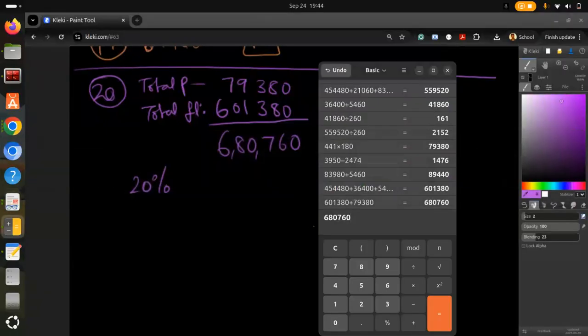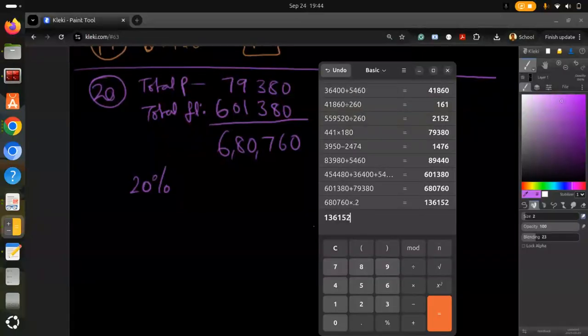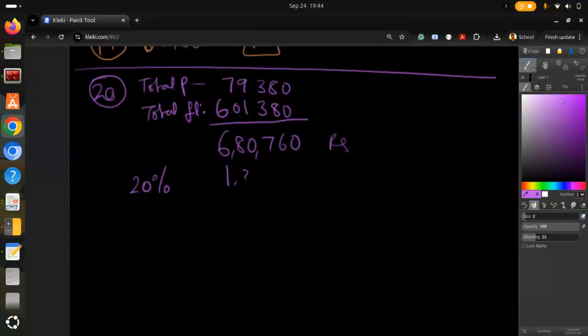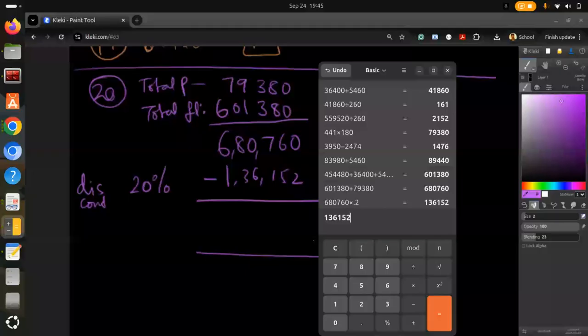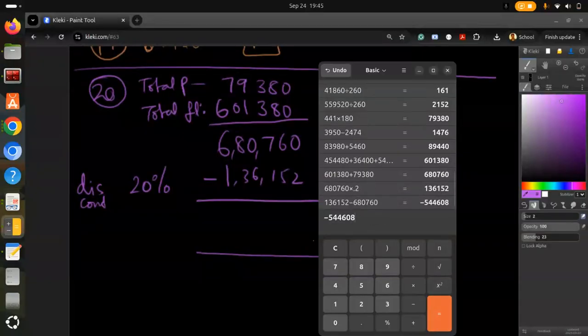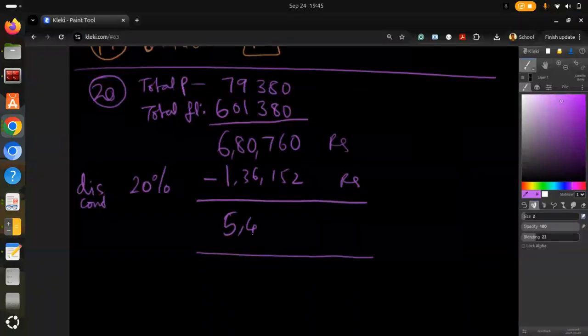So, into 0.2. So 1 lakh, say 136,152. 136,152 is the discount. So I will subtract this to find the total amount in the bill. I will do the reverse. From this I will subtract this number. So I'm getting 5,44,608. So 5,44,608 is my total bill after discount.